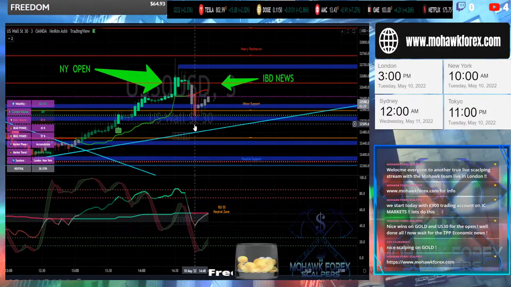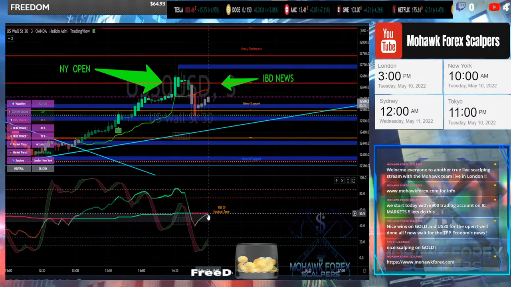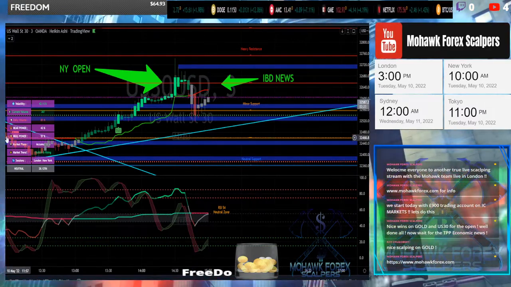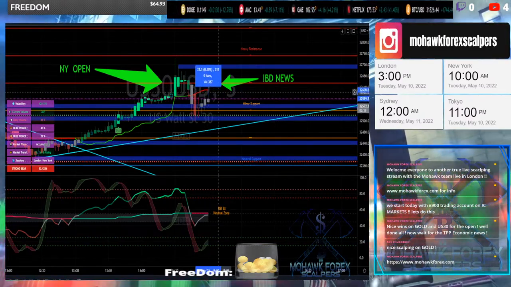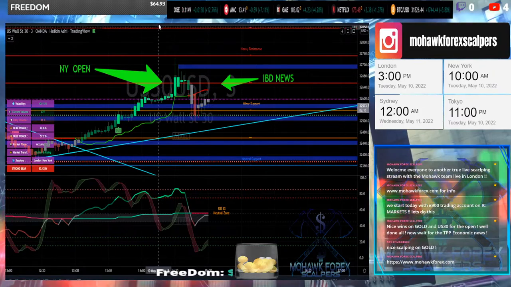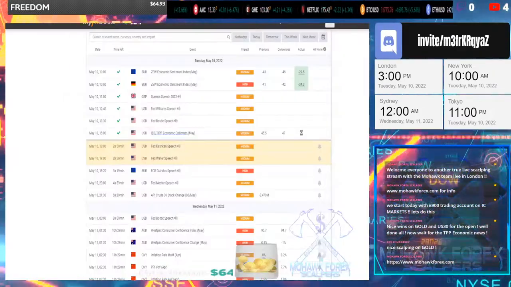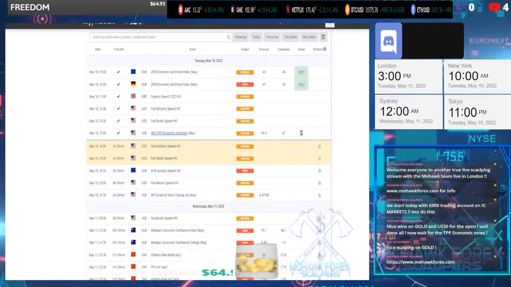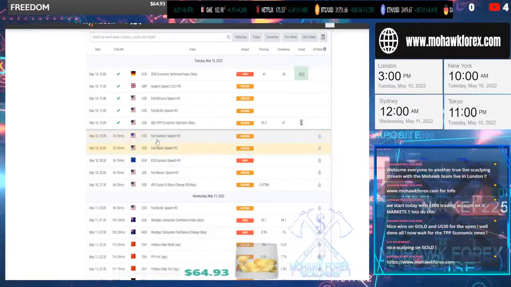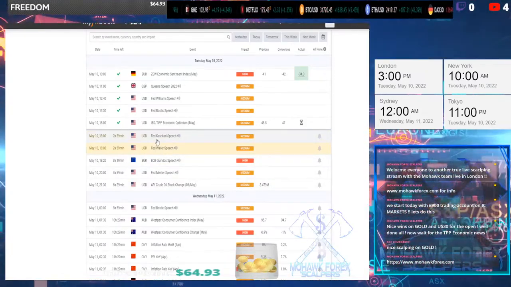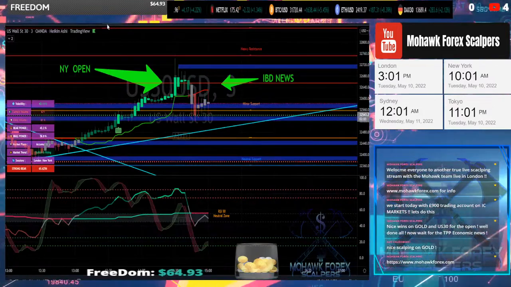The RSI's got to break that level. Be a buy. Pips we can gain. It's selling. Dropping like a stone. Oh yeah, worse than expected.